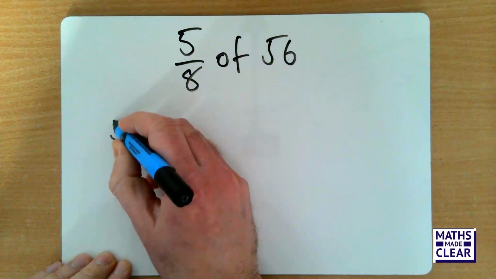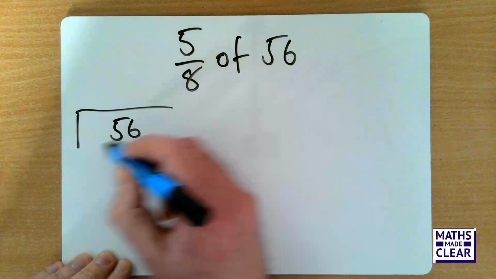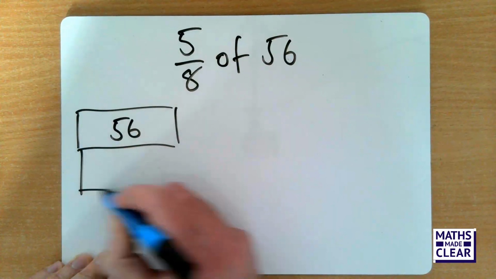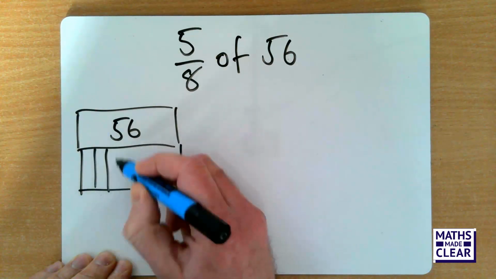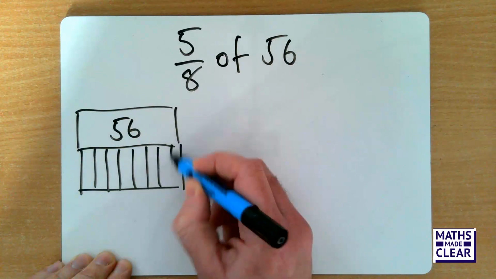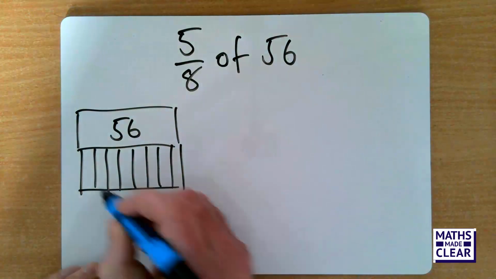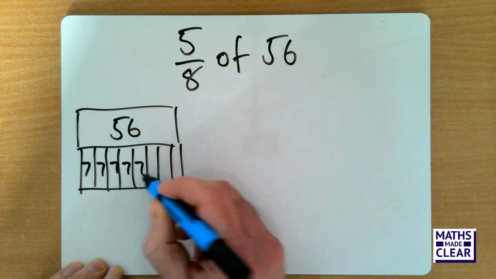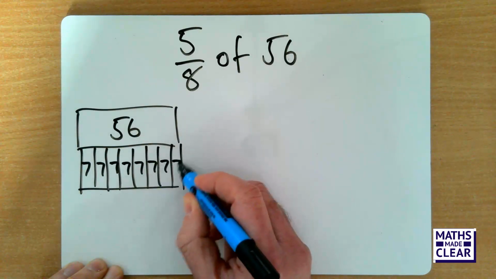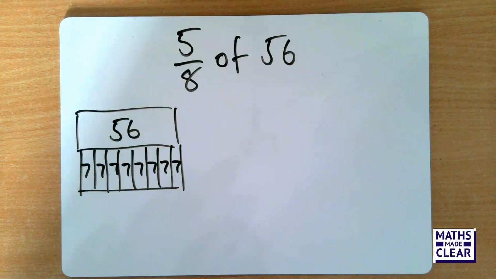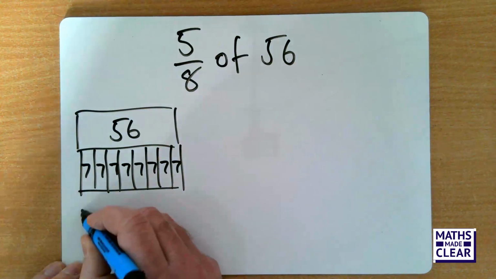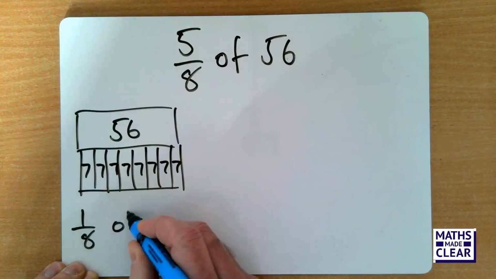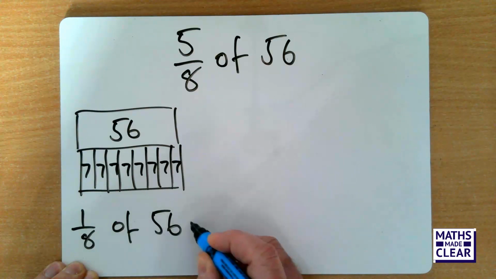So we've got our 56 sweets. So the first thing that we need to do is divide our 56 into 8 equal groups. 56 divided by 8. Hopefully we've got our times table knowledge there to let us know that 56 divided by 8 equals 7. So that means that 56 divided into 8 equal parts is 7. So 1/8 of 56 is 7.